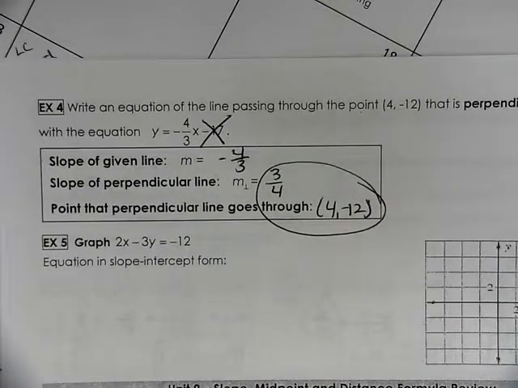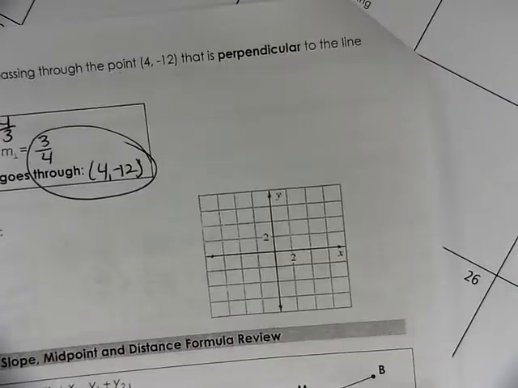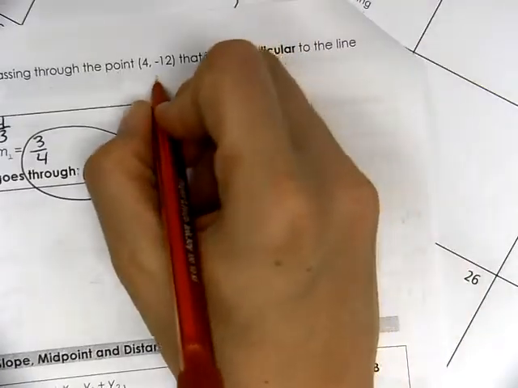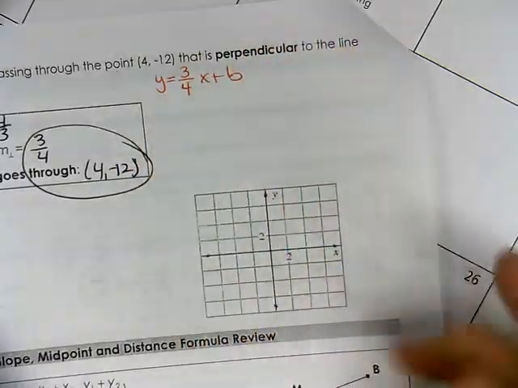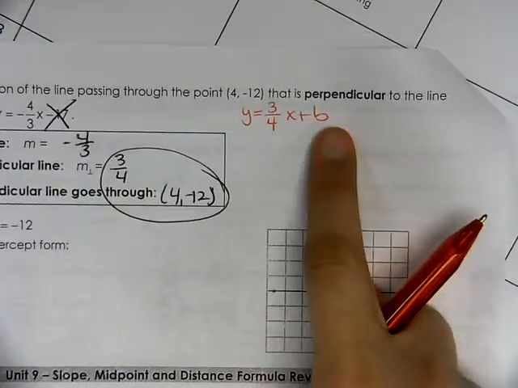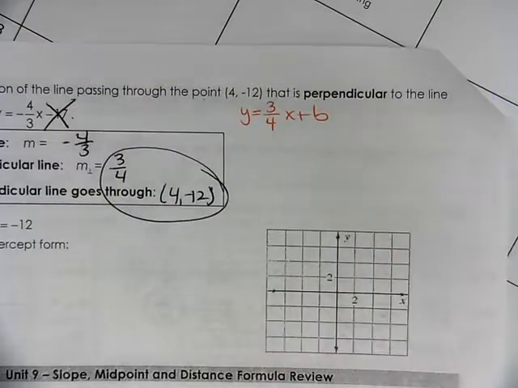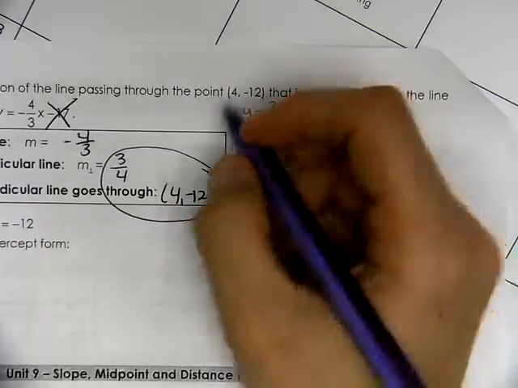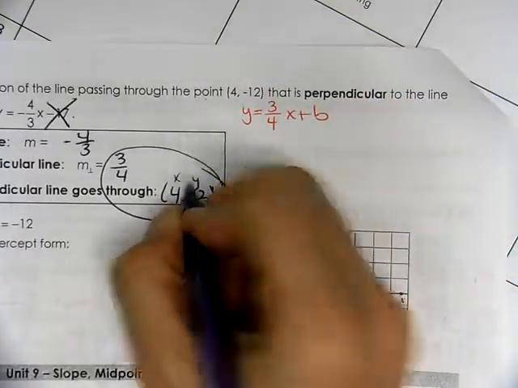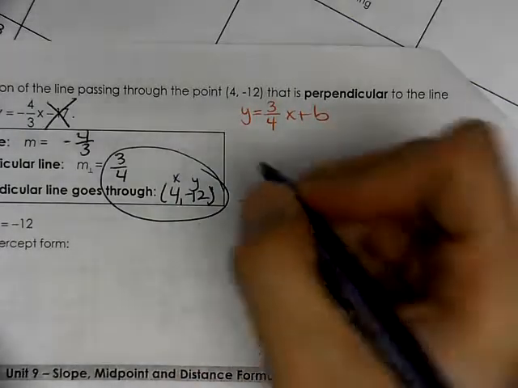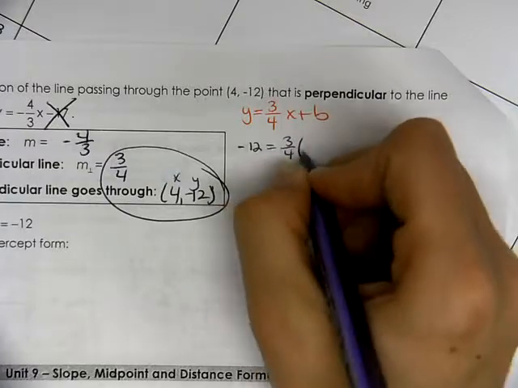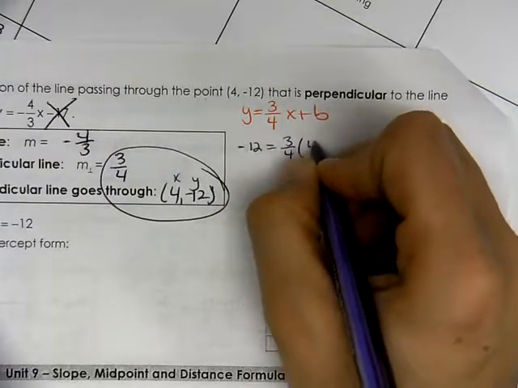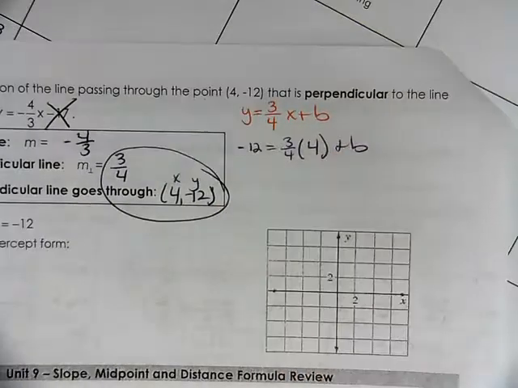So we're going to do the same process. I always write it out: y equals 3/4 x plus b. Then I know I have to solve for that b. So then plug in 4 and -12 for x and y. -12 equals 3/4 times 4 plus b.